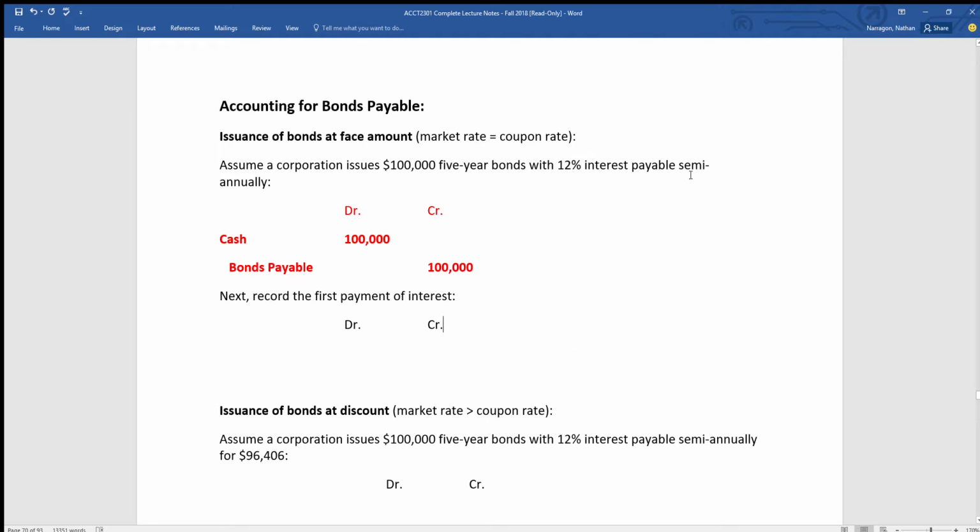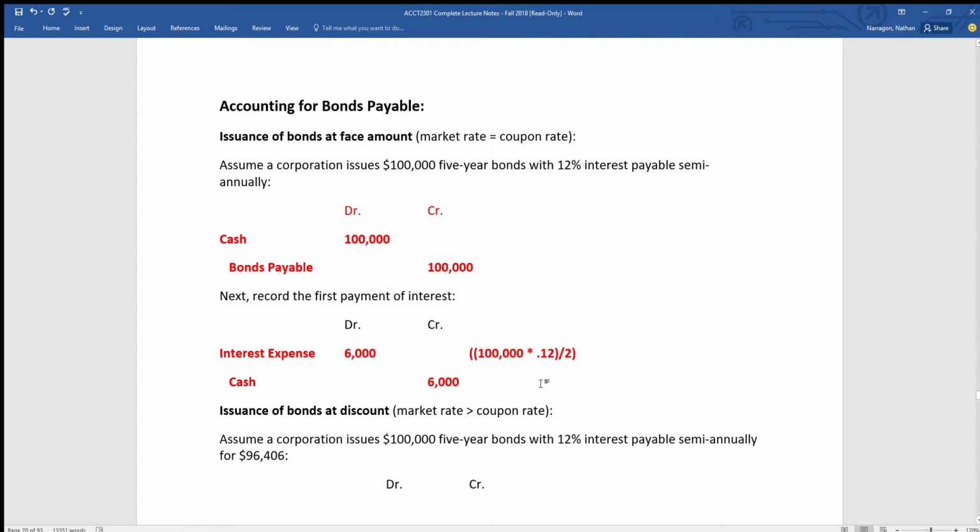Now, time to record the first payment. It is paid semi-annually, so we're going to have 100,000 times 12%, and then this little 5-year thing, so it's going to go for 5 years. You're going to see a strange thing end up happening when we deal with discounts and premiums.